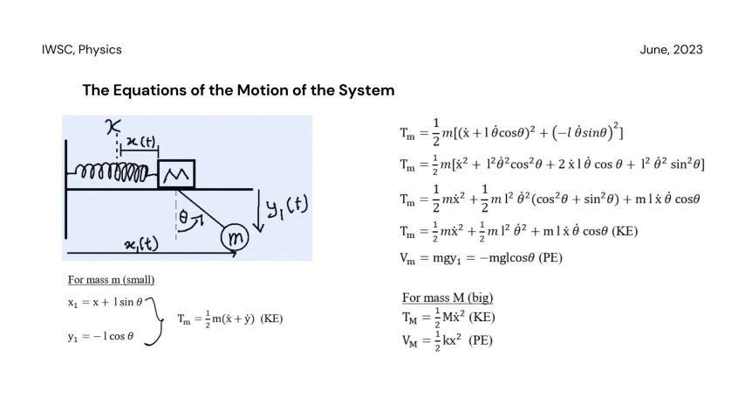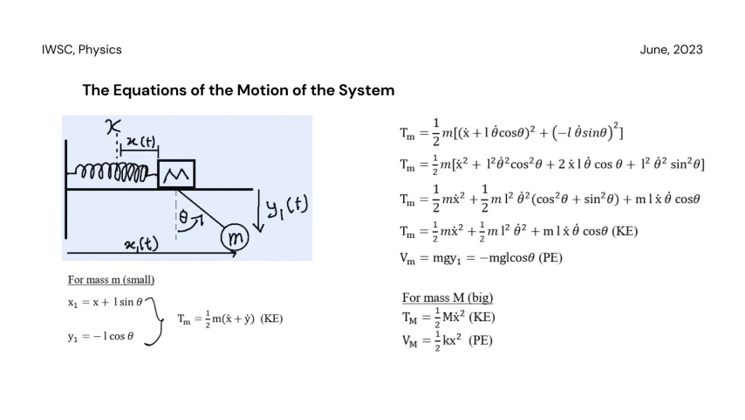So we can calculate the kinetic energy T. The kinetic energy for mass m, Tm equals 1/2 m times (x dot plus y dot). The x dot and y dot are derivatives of x and y. So Tm equals 1/2 m times (x dot plus l theta dot cos theta) squared plus (minus l theta dot sin theta) squared. Tm equals 1/2 m x dot squared plus l squared theta dot squared cos squared theta plus 2 x dot l theta dot cos theta plus l squared theta dot squared sin squared theta.